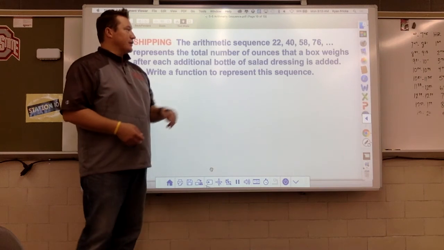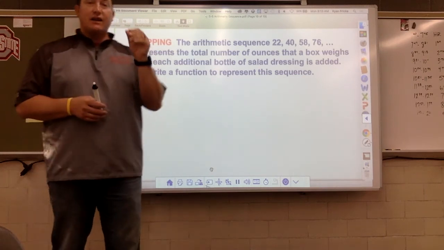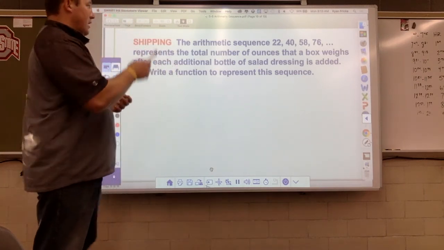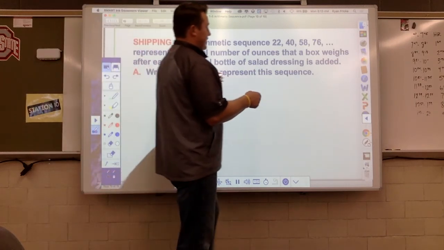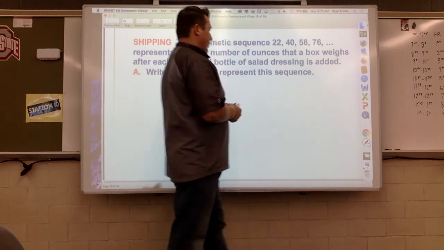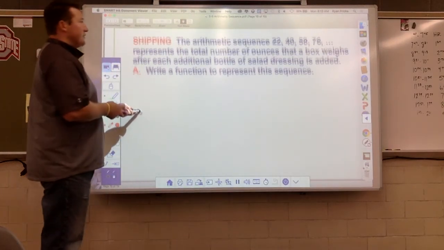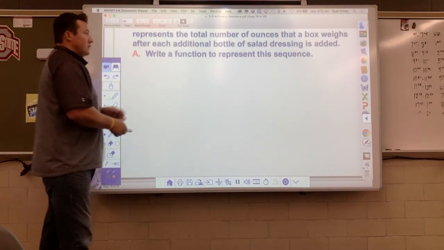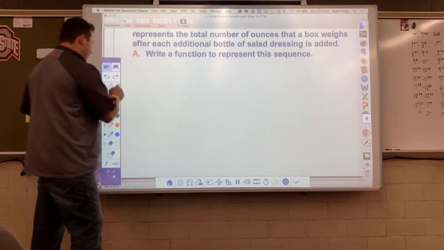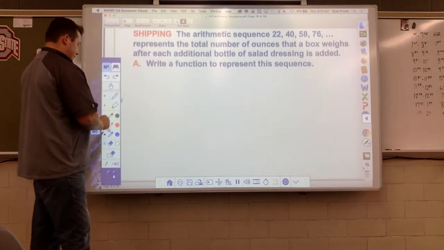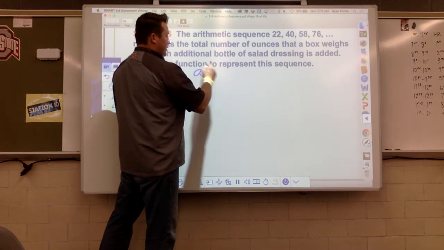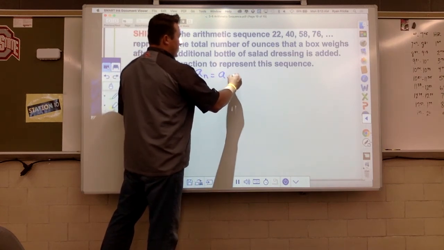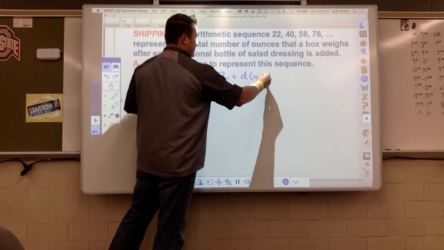Write a function to represent this sequence. Okay, so once again, do we have a sequence here? 22 to 40. Okay, that's 18. Okay, 18 again. Yes, we do. Okay? So write a function for this one. Why do I always scroll up too much? There we go. Okay. So the nth term is equal to a1 plus d(n minus 1).